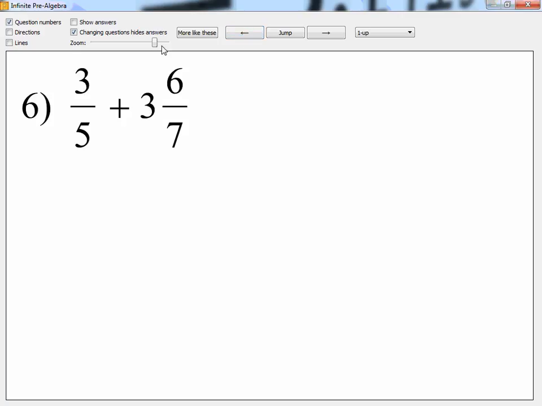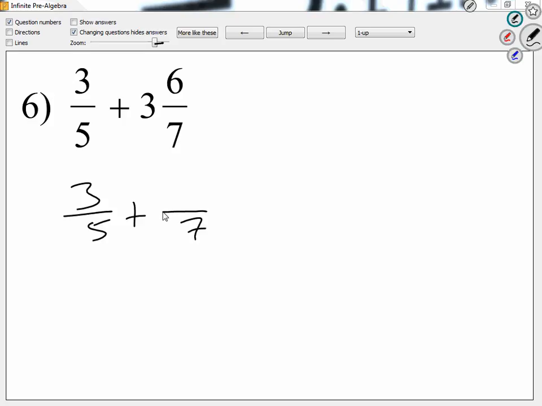Looking at number 6, first let me change this to improper. The first fraction, I'm just going to write 3 over 5. The second fraction, let me copy the 7 at the bottom. For the top, remember we go 3 times 7 plus 6. That's 27. So I need to make them common denominators. Which number do both 5 and 7 go into? 35. So let's make both of these 35.